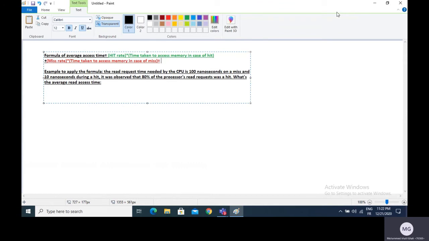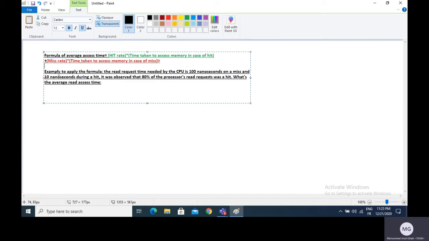Let's move to the bonus that I talked about in the beginning of the video. The bonus is as follows. I will show you how to calculate the average access time of a CPU. The formula of average access time equals the hit rate times the time taken to access memory in case of a hit, plus the miss rate times the time taken to access memory in case of a miss. As I said previously in the video, the miss rate can be written as 1 minus hit rate, because it's the same thing.